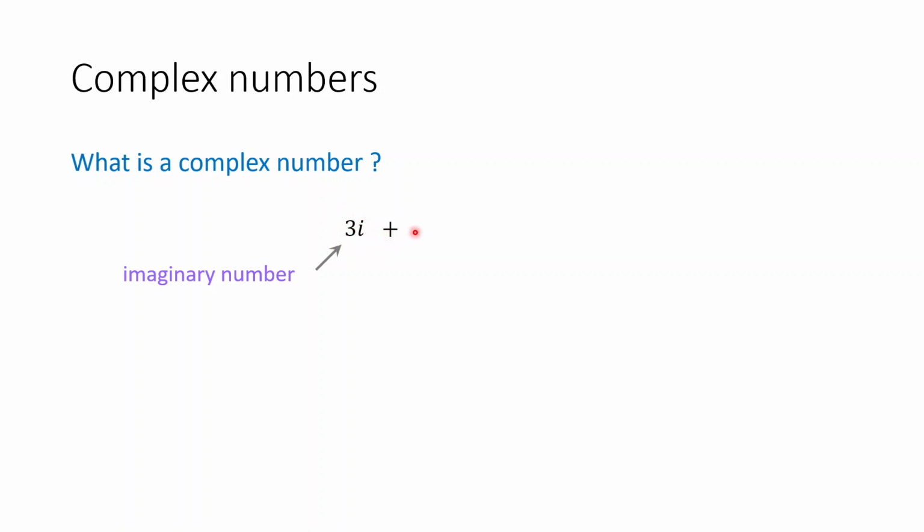Now you know what an imaginary number is. Now the question is, what is a complex number? I have this number 3i. This is an imaginary number. Now I am adding a number 2. This is a real number. This number is called a complex number.